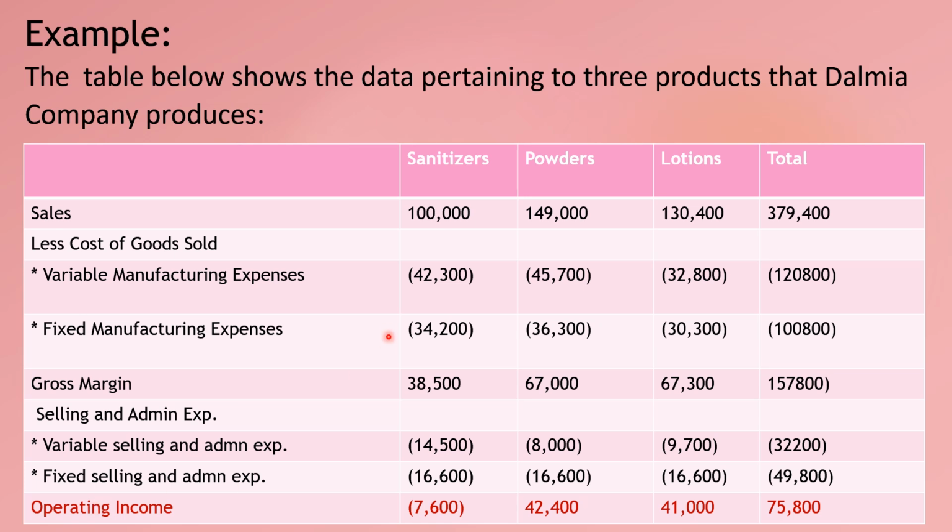Now, if you see here, what is the operating income as far as the sanitizers are concerned? It's 7,600. Here 42,400, and the lotions have an income of 41,000. So when you look at the operating income, you can make out that this sanitizer product line is making a loss. So generally, if continuously this is the scenario, the company will decide, okay, let's drop this product. Let's discontinue making this product.